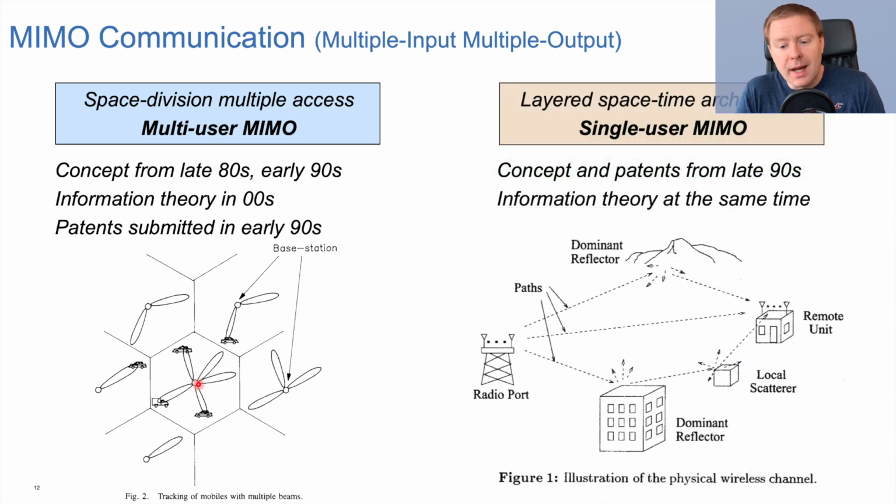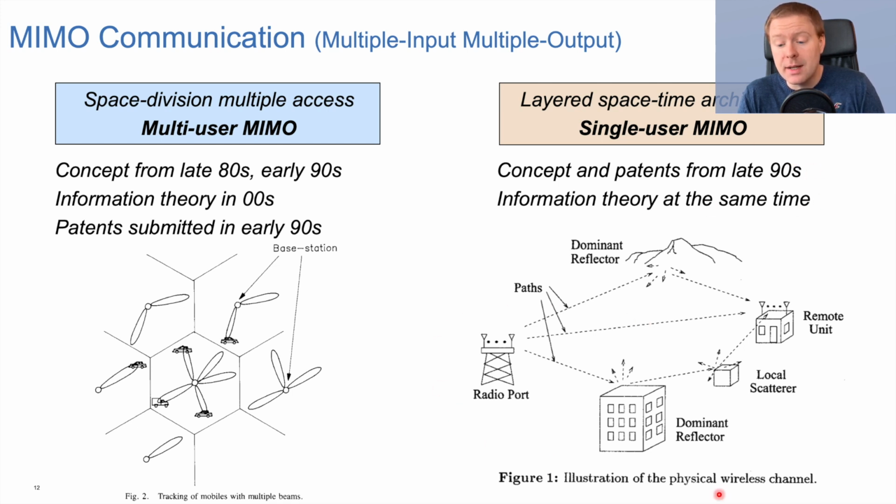Later, there was also the idea of serving one user with multiple layers of data. This was called layered space-time architecture. Nowadays it's called single-user MIMO. And it's a concept and patents from the late 90s. So it was 5 to 10 years later. And information theory for this type of method was showing up around the same time.